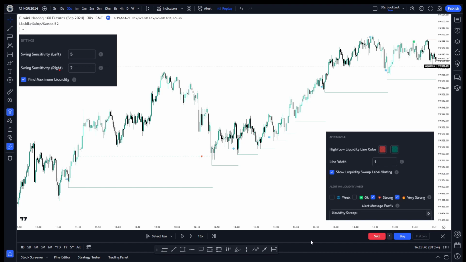This is a quick introductory video to the liquidity swings and sweep indicator for TradingView that helps visualize areas of liquidity and mark them as they're being taken on the chart. This is a free indicator. It's liquidity swings and sweeps.